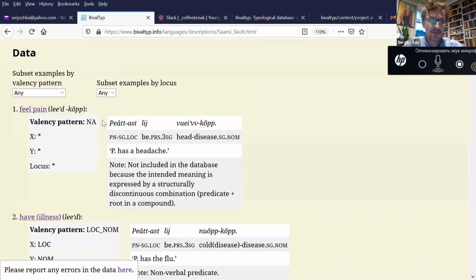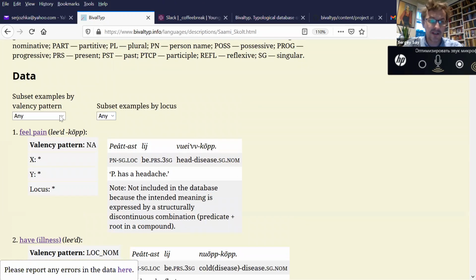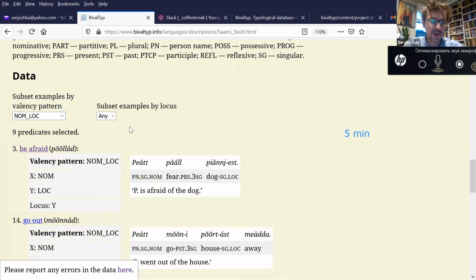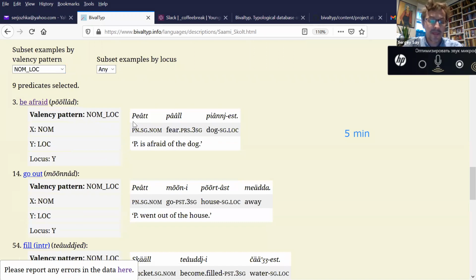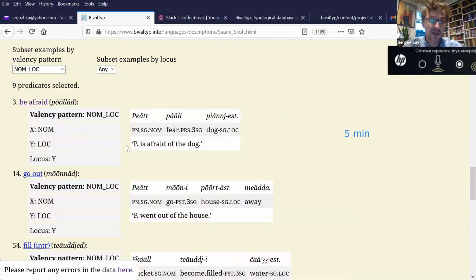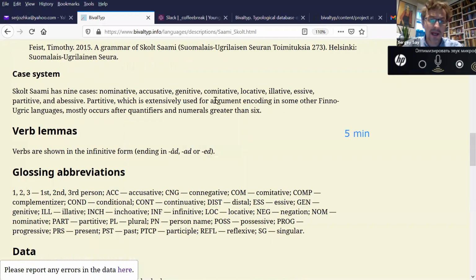So for example, we can be curious whether be afraid, which belongs to the class nominative locative, is exceptional for Sami. We can subset the patterns by this feature, and we can also see that in fact there are like 9 predicates in the database which also belong to this pattern. So we can explore those. They are now here, and we can think, on a visual basis so to say, whether there is some semantic similarity between the verbs that belong to this class. So what else?